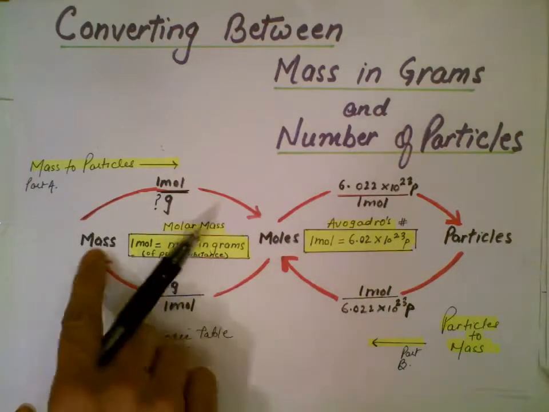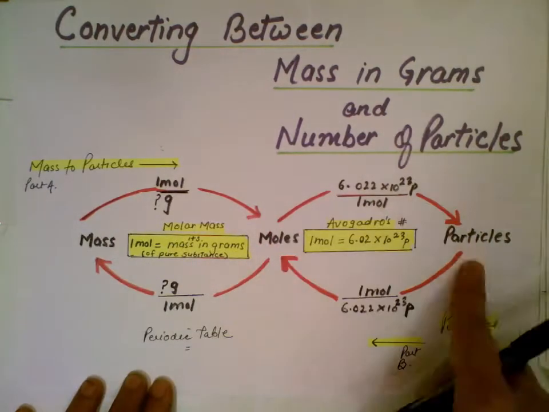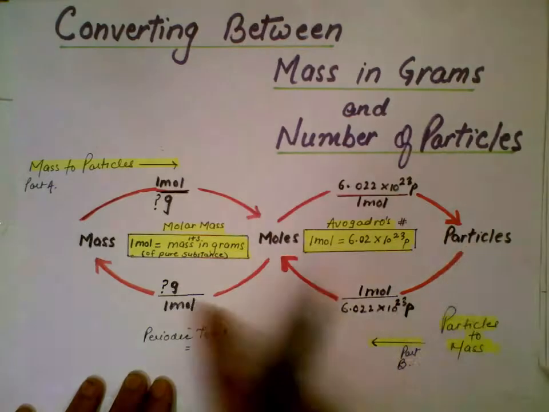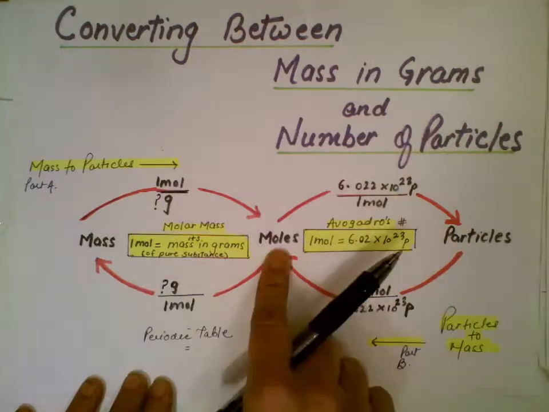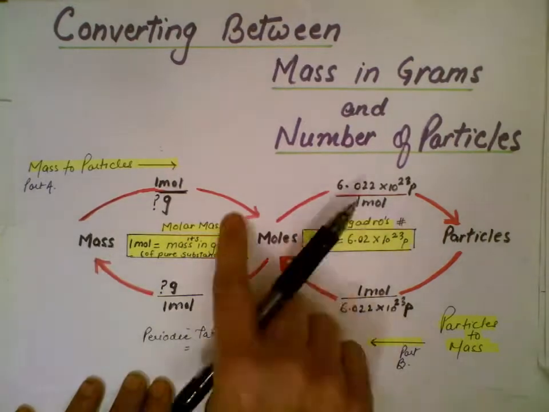So when you're going from mass to particles, first you have to convert from mass to moles and then from moles to particles. And when going from particles to mass, you have to convert particles to moles and then those moles into mass using these fractions.